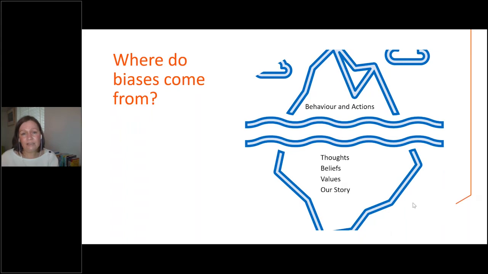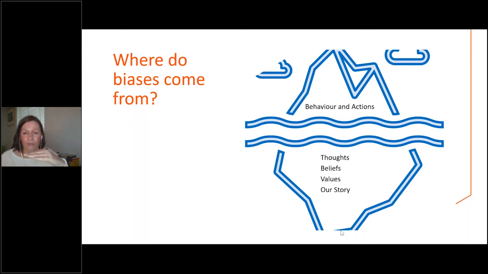So if we think about this iceberg, and today's about unconscious bias, not global warming, so I'm not going down that rabbit warren today. However, if we think about an iceberg, you can only see the smallest amount of the iceberg, and they tend to say around 10 to 20%. And this represents what you can see of a person. Beneath the surface is the majority that's hidden from view.